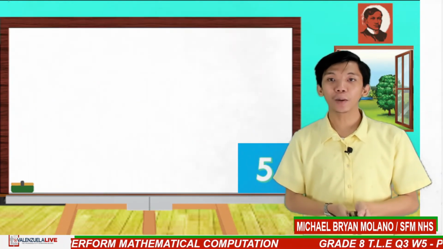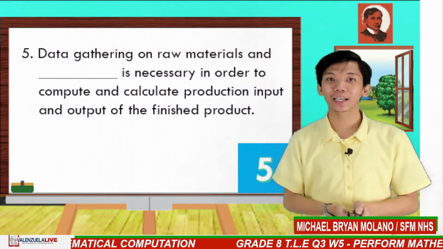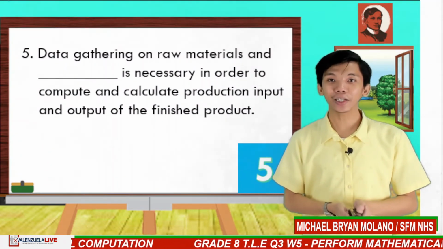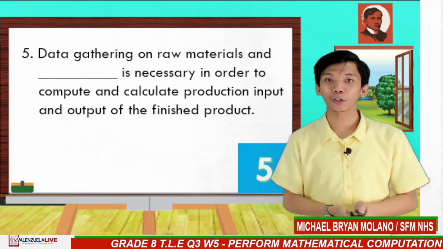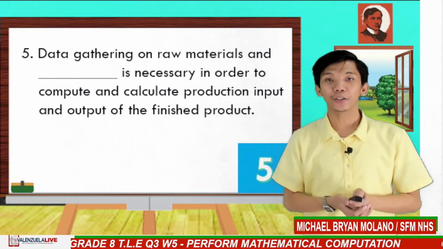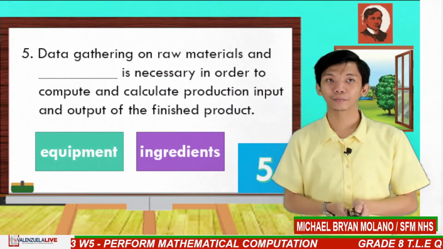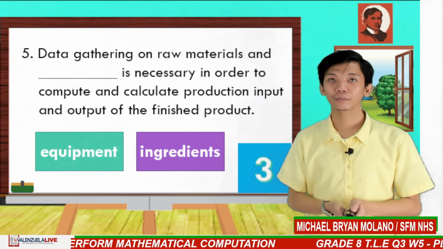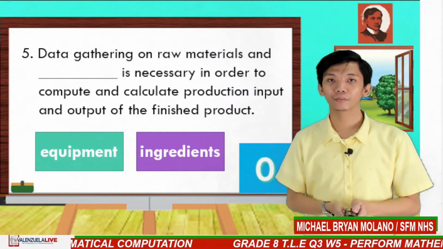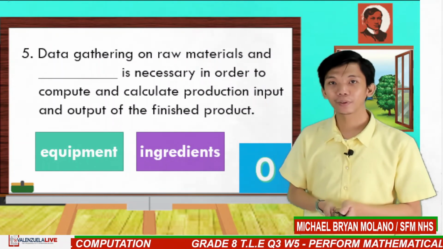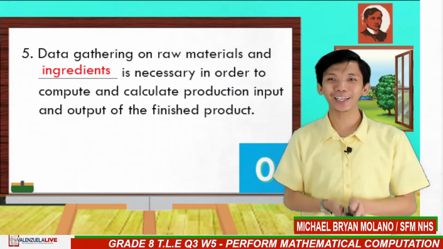For question number 5, data gathering on raw materials and blank is necessary in order to compute and calculate production input and output of the finished product. Your timer starts now. Time's up. If your answer is ingredients, then you are doing great.